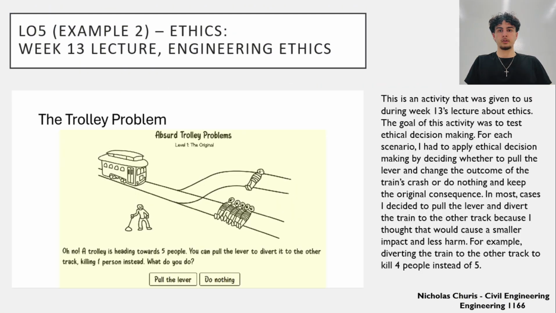Example 2 for my fifth learning objective, I used a trolley example given in lecture. The goal of this activity was to test ethical decision making. You would decide whether to pull the lever and divert the lane of the train to change the outcome, or do nothing and keep the train in the same lane and keep the original consequence.